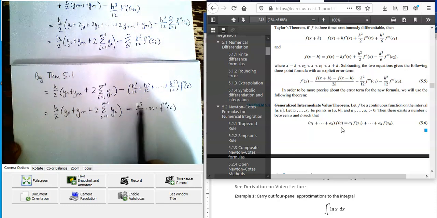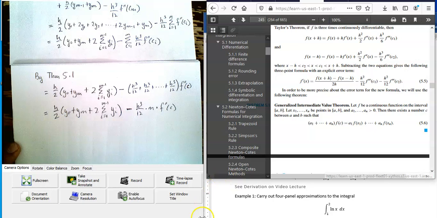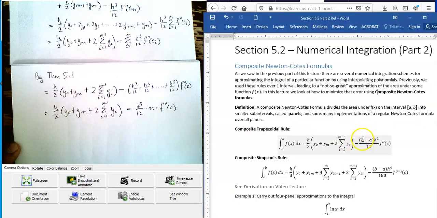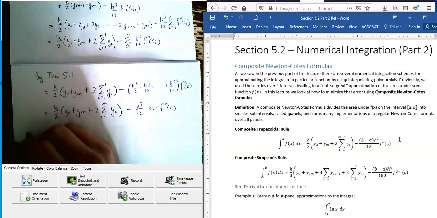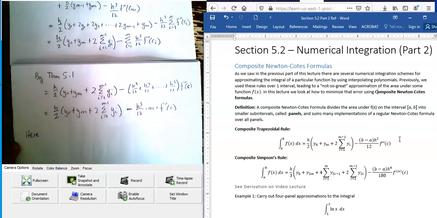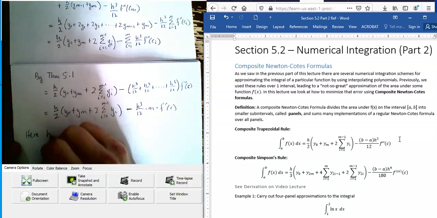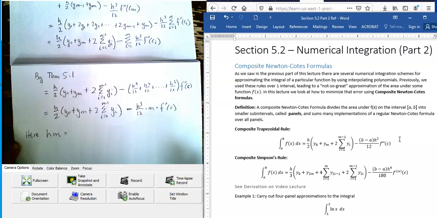So lastly, we can manipulate this term just a little bit to make it what we want it to be. If we go back to our notes, we need to get this b minus a times h squared in there. So something must happen with h cubed times m. Well, let's think about it. What is h times m?